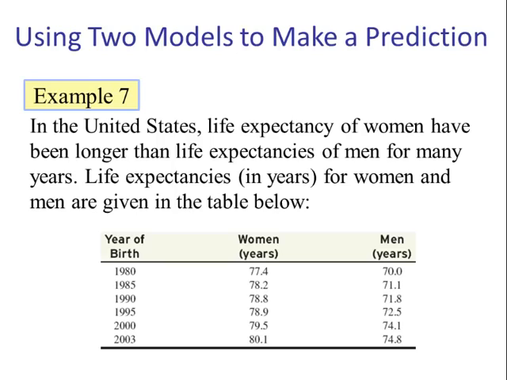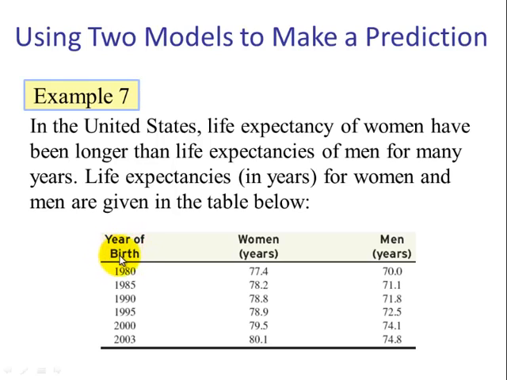Using two models to make a prediction. Example 7. In the United States, life expectancy of women has been longer than life expectancy of men for many years. Life expectancies in years for women and men are given in the table below.